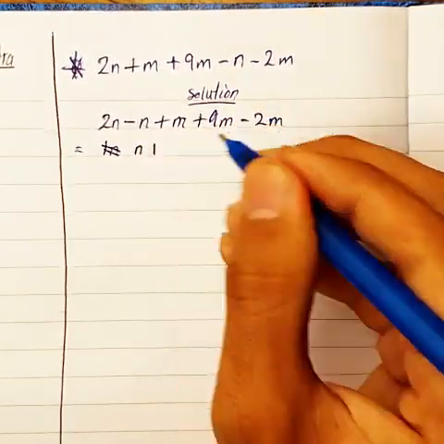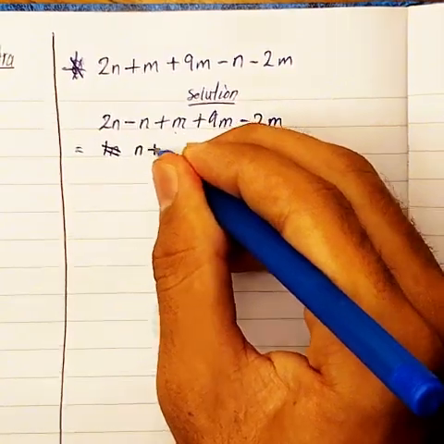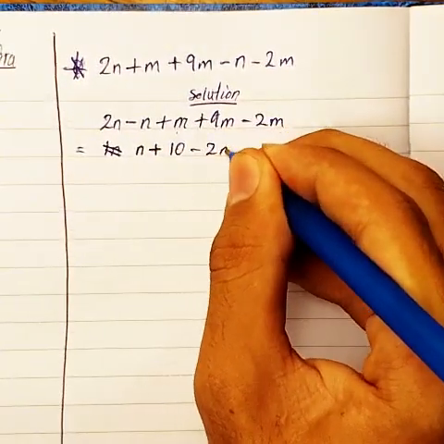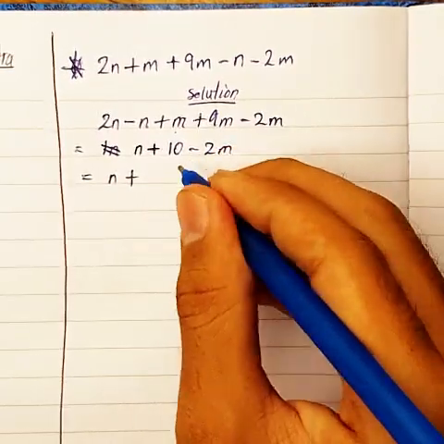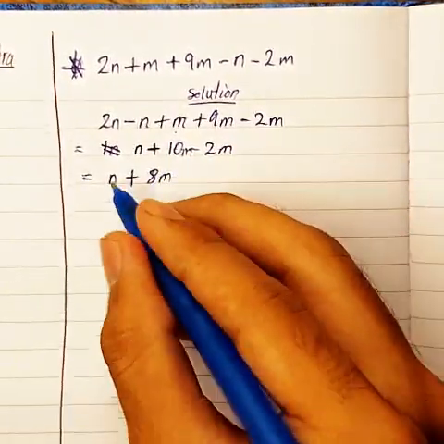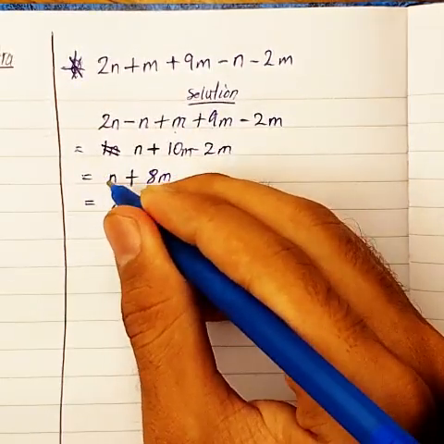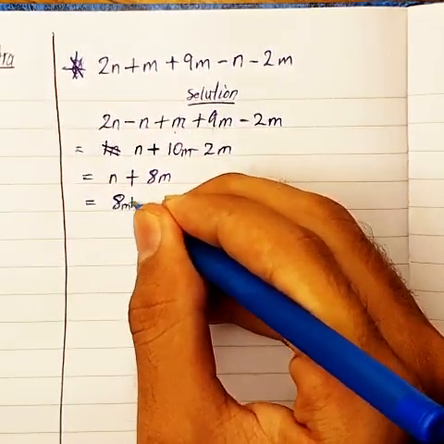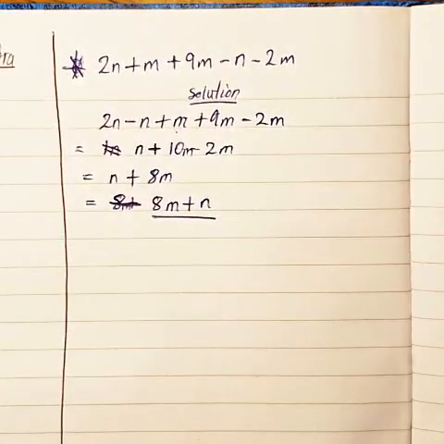So you get 9m plus 1m, which gives you 10m minus 2m, which is equal to n plus 10 minus 2, where they give you 8m. So since m appears before n, we count it, so 8. You see, the plus sign is not given automatically, so plus 8m plus n, 8m plus n. This would be our answer.